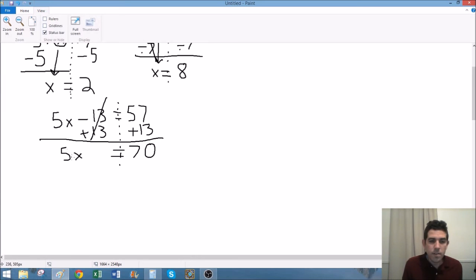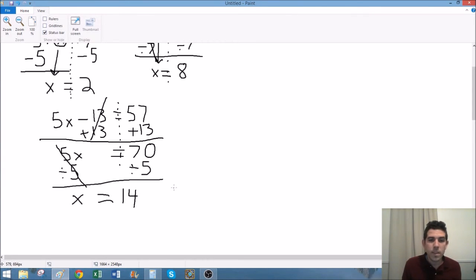Lastly, the second part, what's the opposite of multiplying by 5? Dividing by 5. Just like we did up before, divide both sides by 5. The 5's cancel out, leaving only an x equals 70 divided by 5, which is 14.